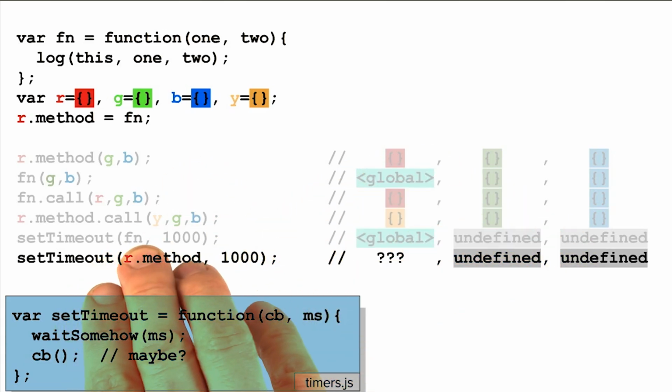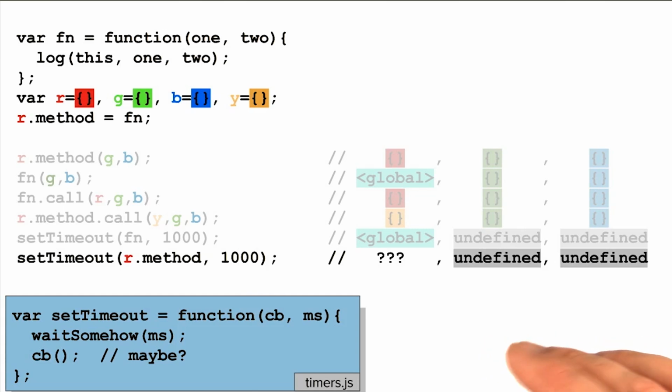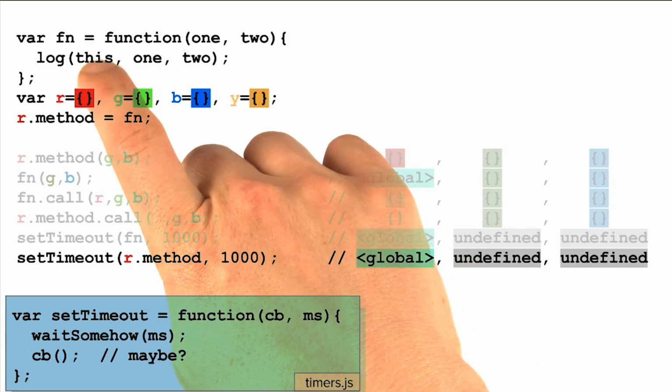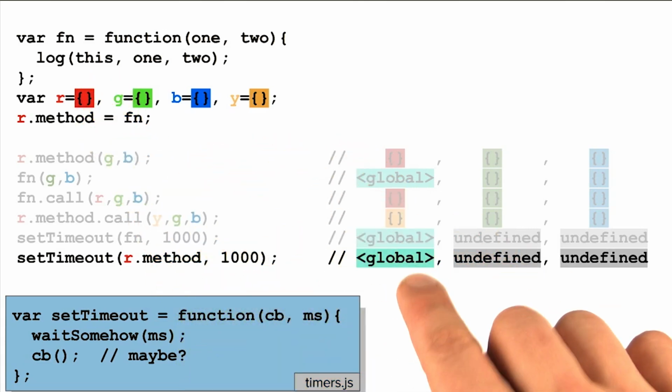Just as in the previous example where we passed in fn instead of r.method, the last line of setTimeout is still a free function invocation, and not a method invocation with a dot. Therefore, this would still be bound to its default value, the global object.